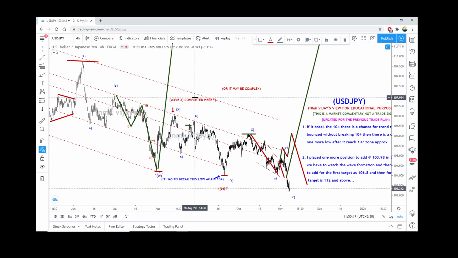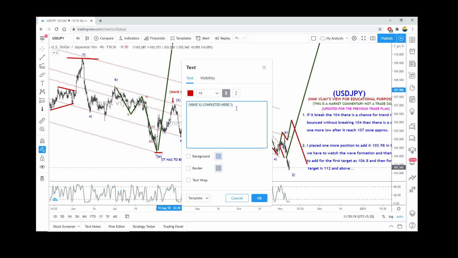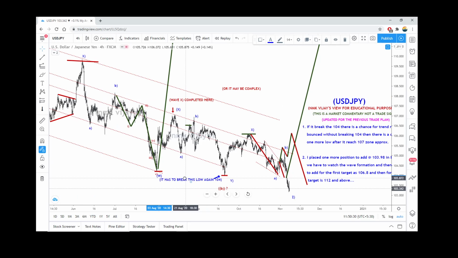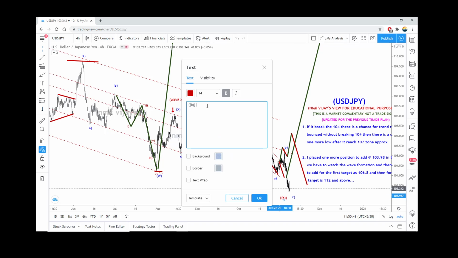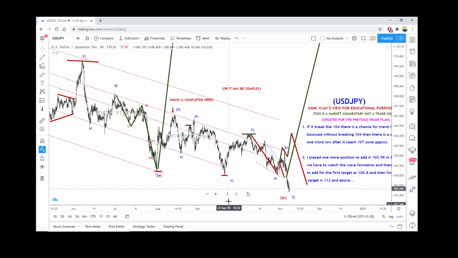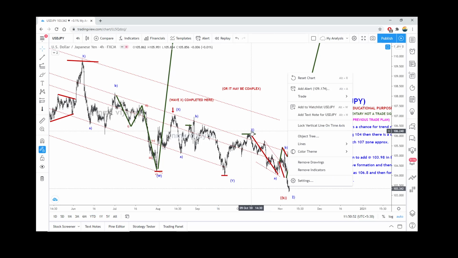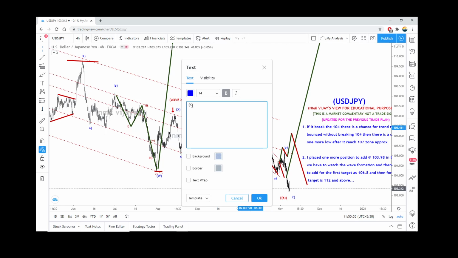So wave X is completed here, so there is no more question mark here. This is the end of wave X, and I said it has to break this low again, so I did here. So we will do this, and this is the end of the B wave, so that is also not a question mark. So this is the double bracketed Y, and this is the double bracketed again for the continuation pattern for the Z.